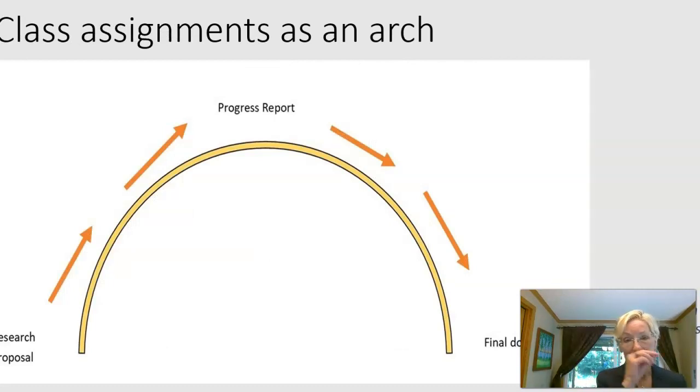Another way we might look at something that's a progress report or a class assignment is an arch, right? Starting at the research proposal on one end and the final document on the other with the progress report in between. So yay. And again, we would love for it to be this easy. And you will be doing progress reports in this course, but the progress reports, as you'll find out, oftentimes are telling me about problems. And that's true in the real world too.